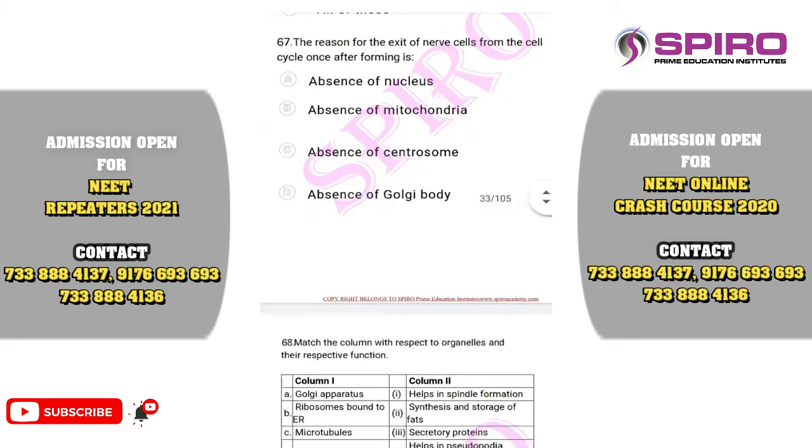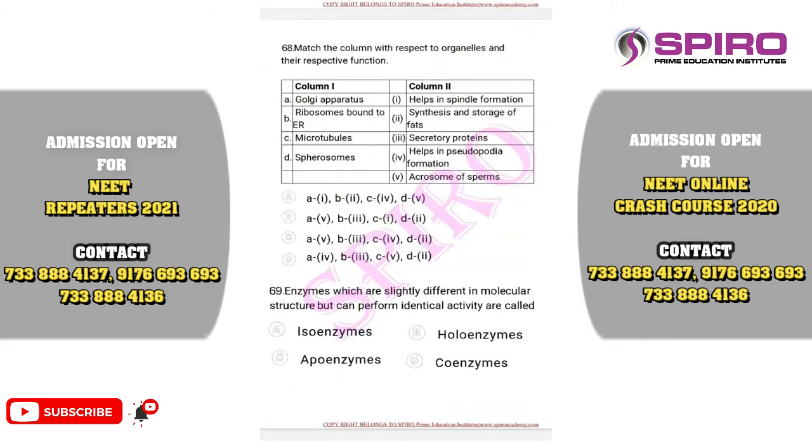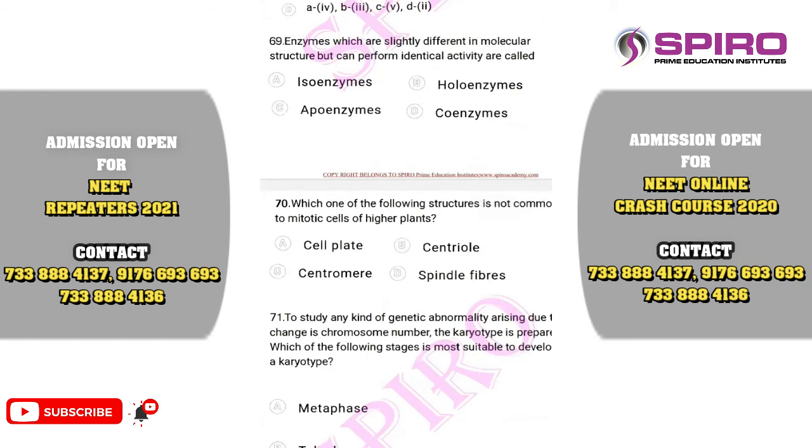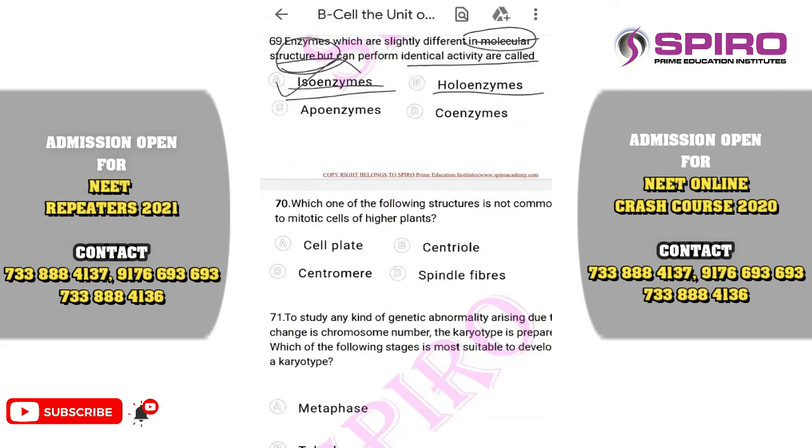So question number 68. I think already we have explained the same question. Yes, we'll skip this question. Enzymes that are slightly different in the molecular structure but can perform the identical activity, with the little molecular changes in the enzyme, we call these enzymes isoenzymes. Holoenzyme, you know, it is a whole enzyme. It is a protein part of the enzyme. So these are nothing but the organic part of the enzyme, right? So here the enzymes with a slight modification in the molecular structure and performing the same function are the isoenzymes.